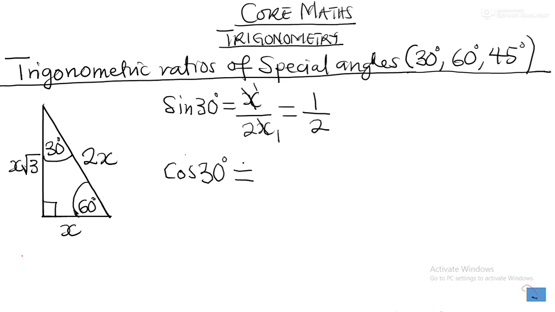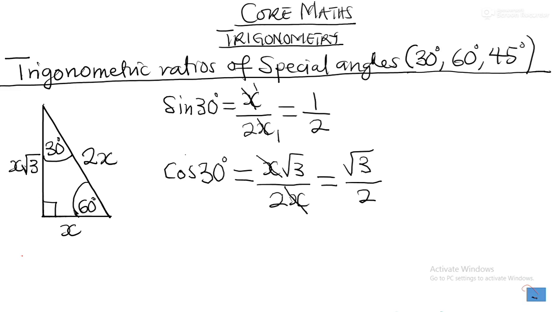will be equal to, we know that cos is what? Adjacent over hypotenuse. So the adjacent here is what? Is x root 3. So you write your x root 3. And then the hypotenuse is what? 2x. So you write your 2x. Now, this one also, when you simplify, the x here will cancel the x here. So we are now going to have root 3 on 2.